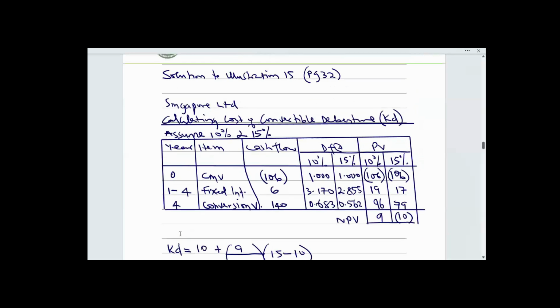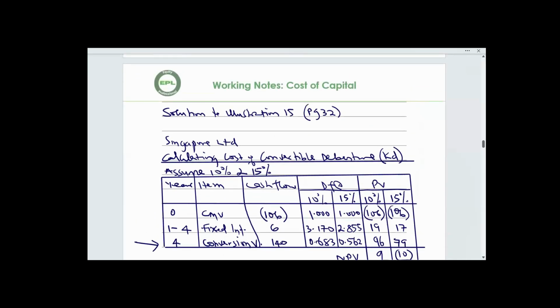This is how to calculate cost of convertible security. You can see it's no different from cost of redeemable preference shares and redeemable debt. The only thing is that at the redemption date, you are going to compare the redemption value with the conversion value. Whichever is higher will go into that box. That's all you need to do. All right, so let's have one more illustration on this. Then we talk about weighted average cost of capital. So let's solve illustration number 14.